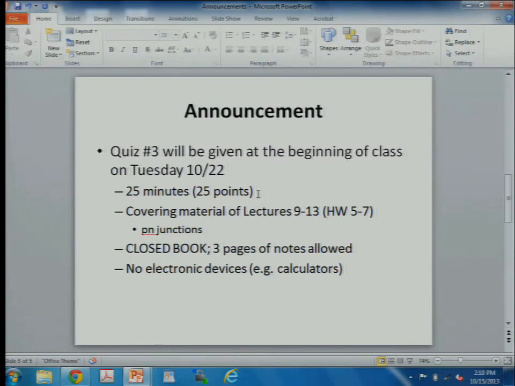Okay, so it's closed book. You can have one more page of notes, so you have a total of 3. And again, you should not need a calculator or any other electronic device to assist you.